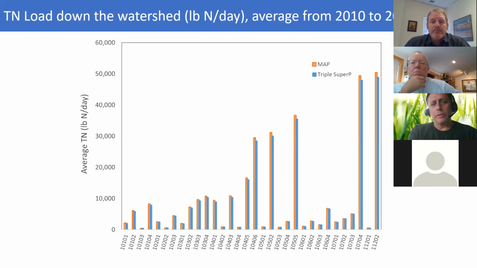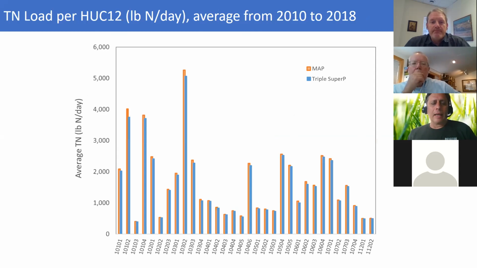So as I mentioned, this is the load down the watershed, so how it builds up as it goes down the watershed. And then we can also do an analysis to see how much is the contribution in each of these catchments, in each one of these so-called HUC 12s. So we see there that there are some that contribute quite a bit more, and that has to do with the area, so the size of that particular catchment.